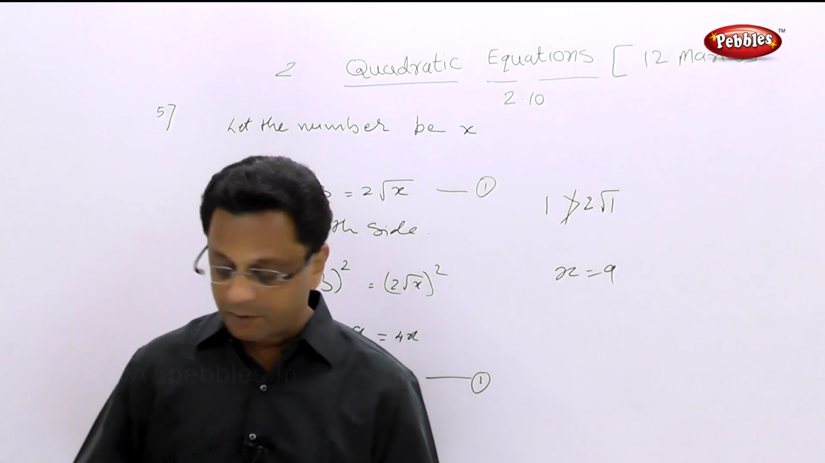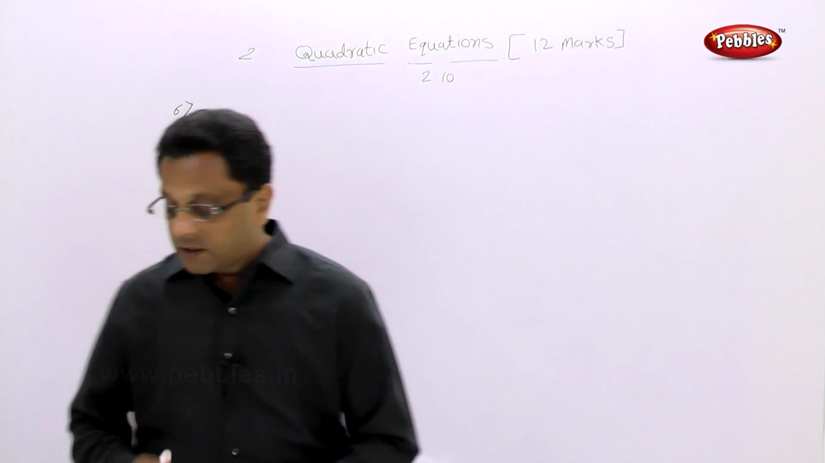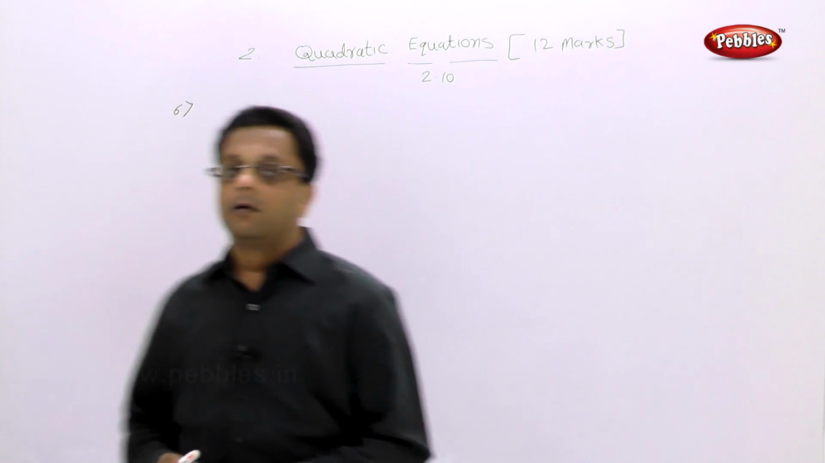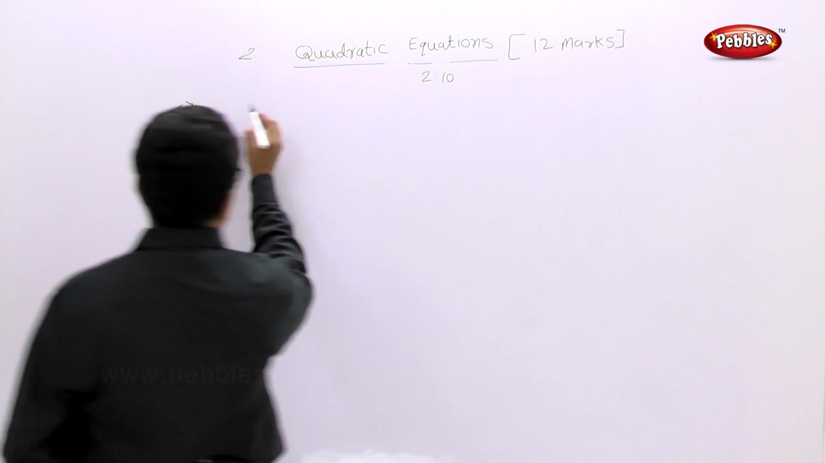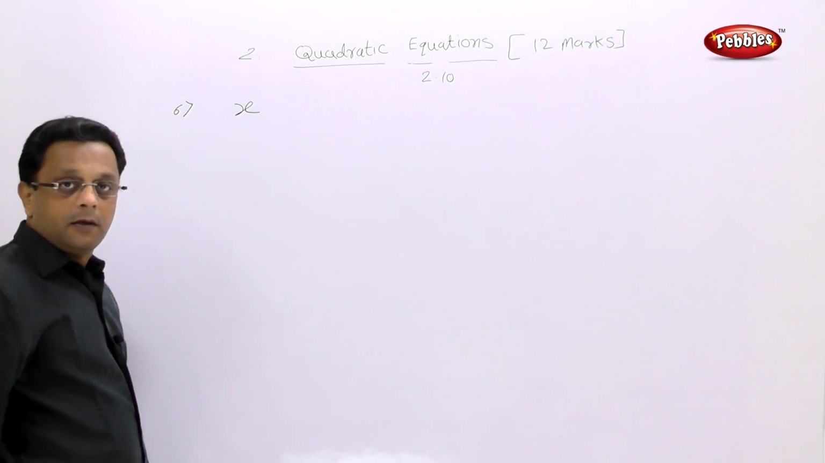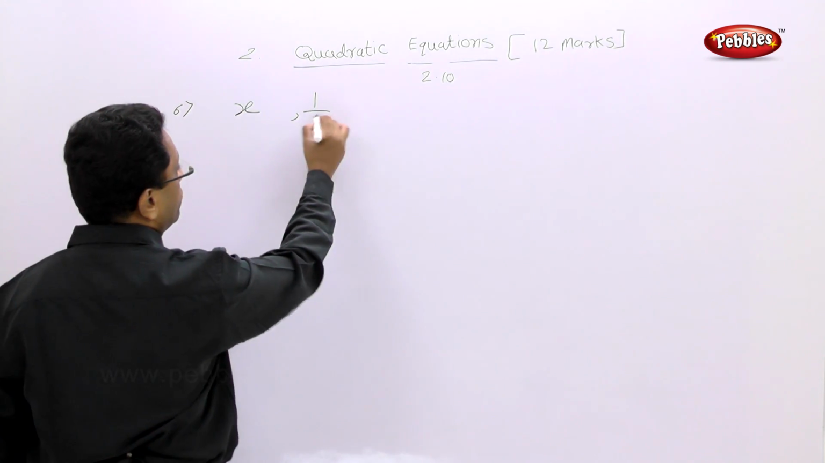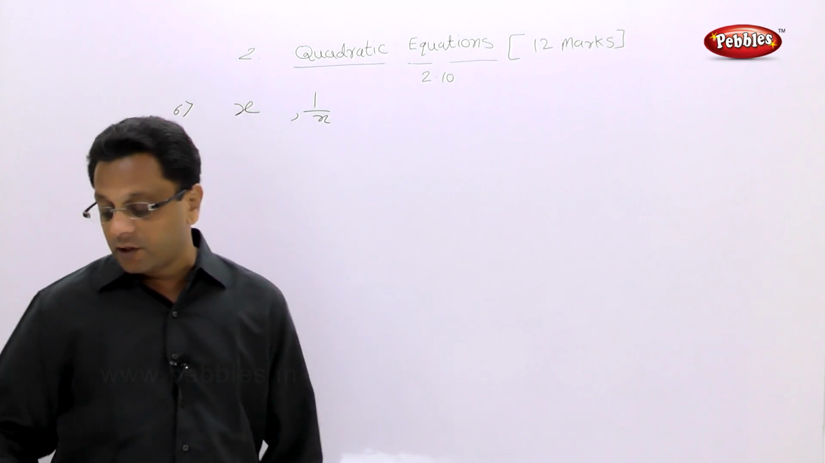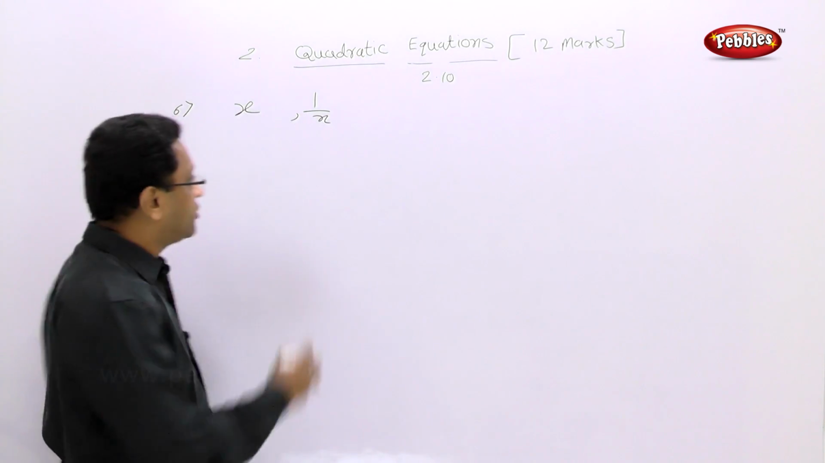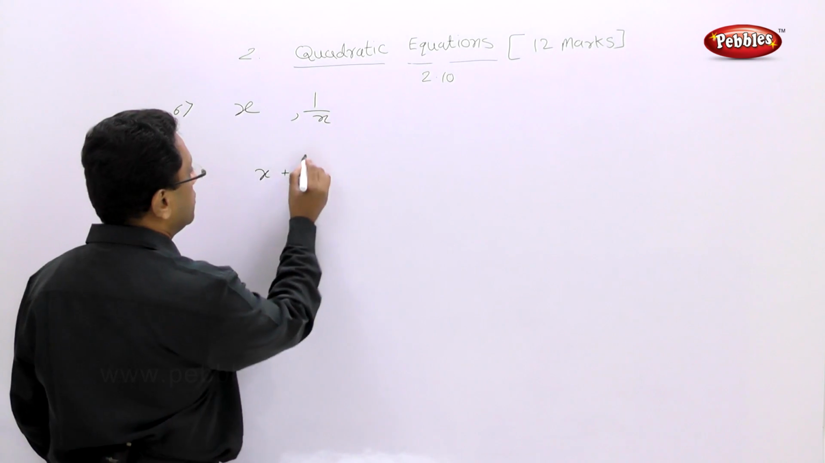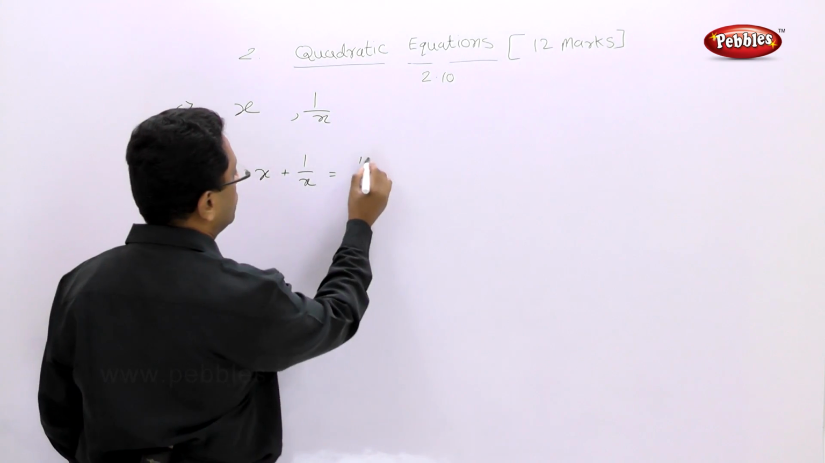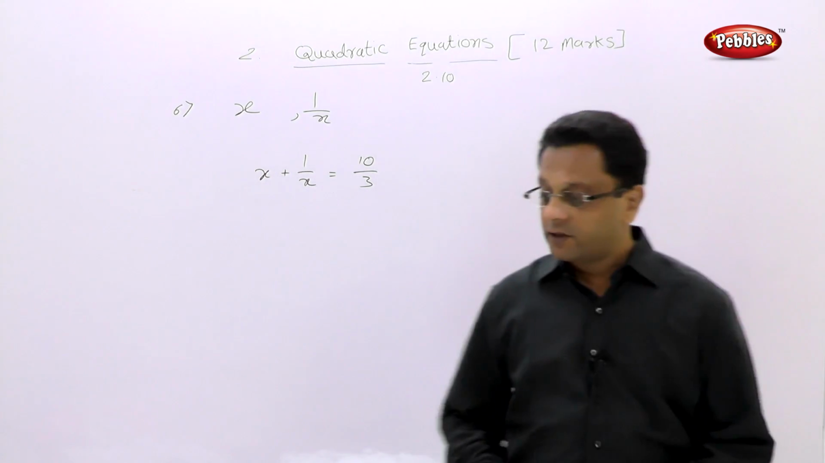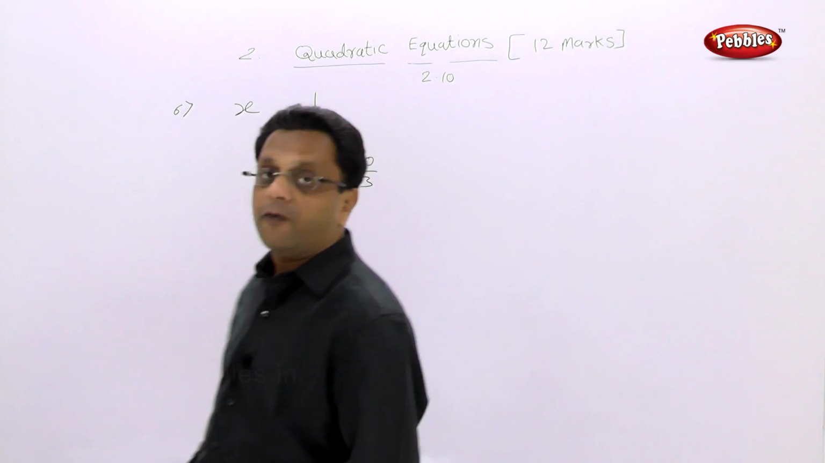Let's see the next example. The sum of a natural number and its reciprocal. If the natural number is x, its reciprocal is 1 upon x. So if the sum of the natural number and its reciprocal is 10 by 3, that means x plus 1 upon x is equal to 10 by 3. This is the equation we get, and of course we have to find the number.